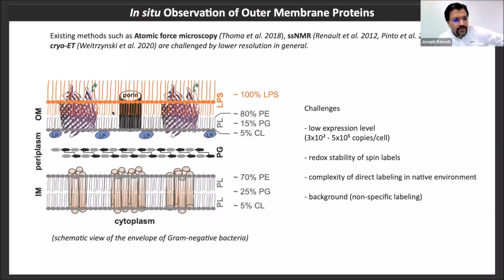When we talk about ESR spectroscopy of these proteins, in general, they are expressed at a very low level, about a few hundred to a few 100,000 copies per cell. And for EPR spectroscopy, the stability of these spin labels in the cellular environment is a major concern. Also, directly labeling the protein in the native environment poses many challenges, including undesired background labeling.